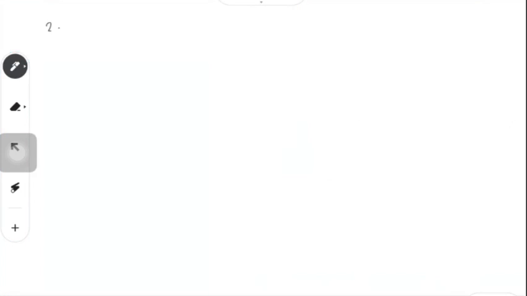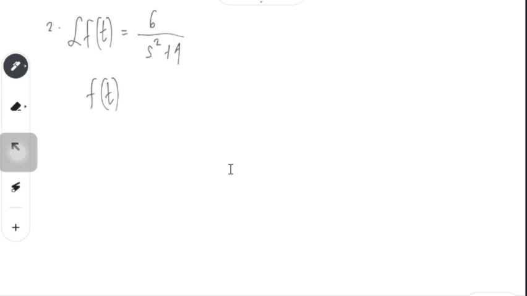Number 2. Given a Laplace transform of a function of t equal to 6 all over s squared plus 4, then the function of t, simply take the inverse Laplace transform of 6 divided by s squared plus 4.